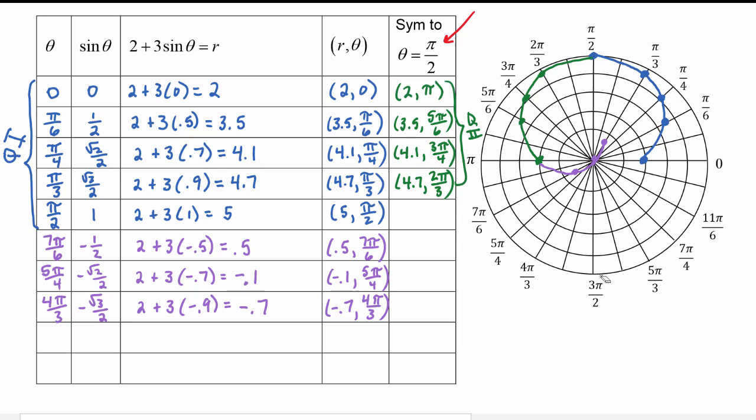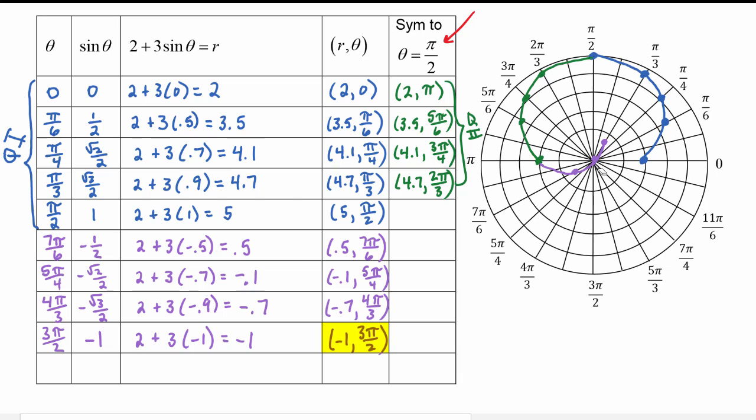After 4 pi over 3, we will do 3 pi over 2. We know that the sine of 3 pi over 2 is negative 1. So we are doing 2 plus 3 times negative 1. 2 minus 3 is negative 1. So we will plot the point negative 1, comma, 3 pi over 2.